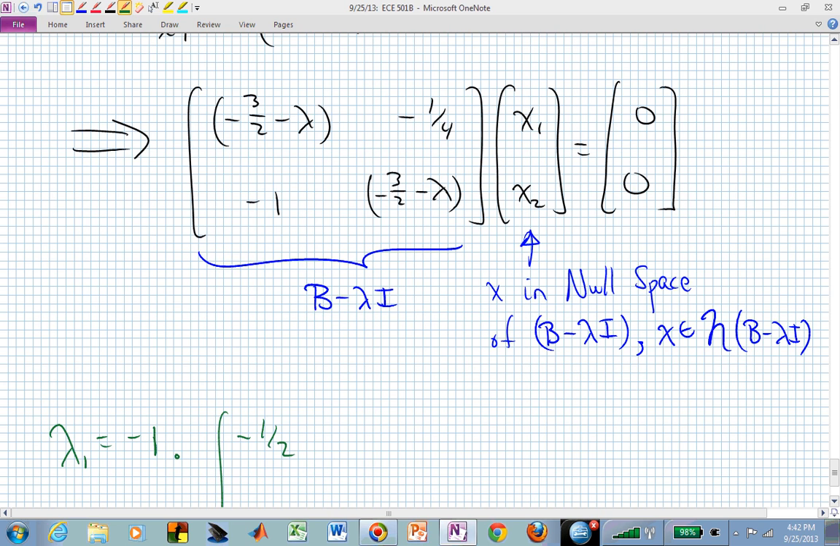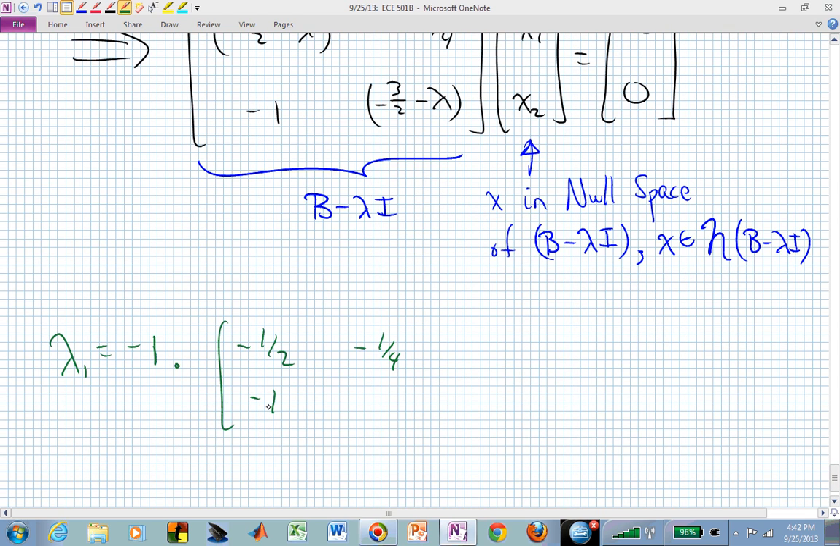What else do we have? Oh, I can do the next one. -1/4. I had to substitute in the correct lambda, right? And I can do the next one. So I did half the problem. You guys need to do the second half.